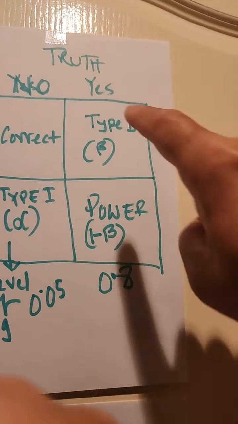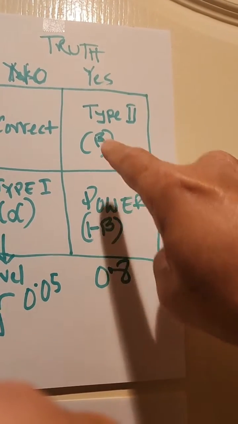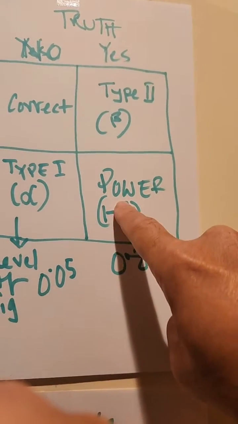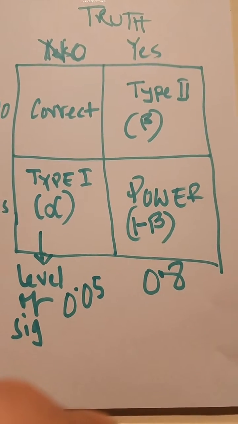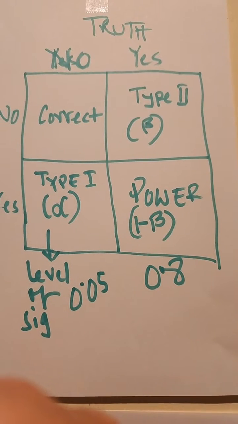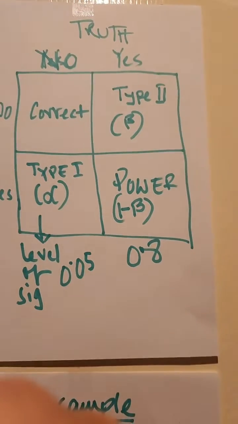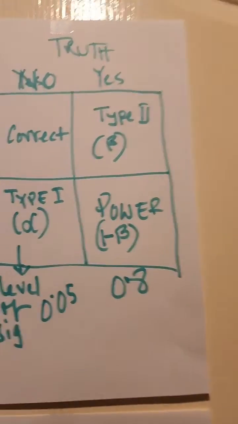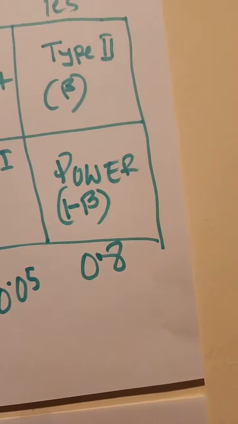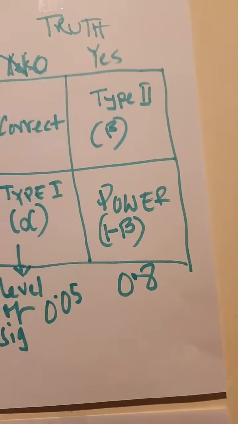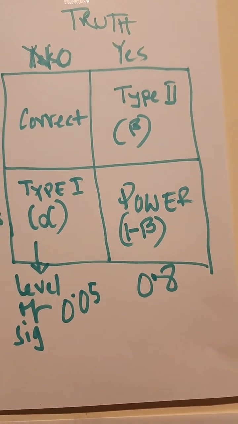Now, 1 minus type 2 error, or 1 minus beta, is the power of your study, which means the capability of your study to detect a difference or an association when there is an association, which is good. And we want our study to have at least 80% power, or 90%, which would be even better.